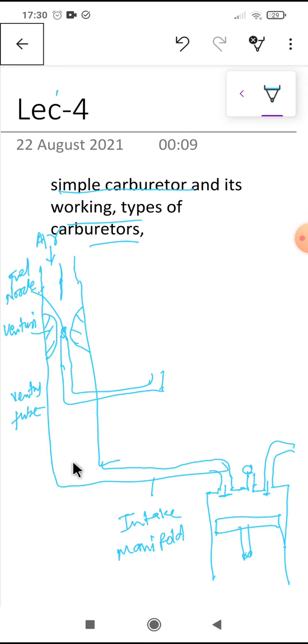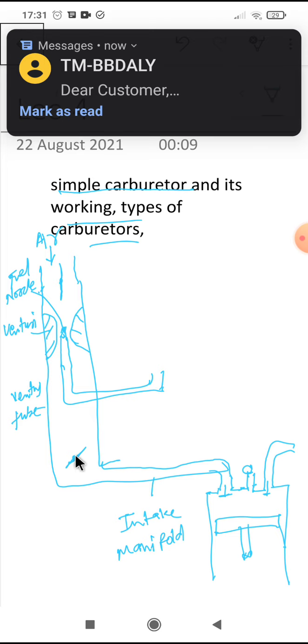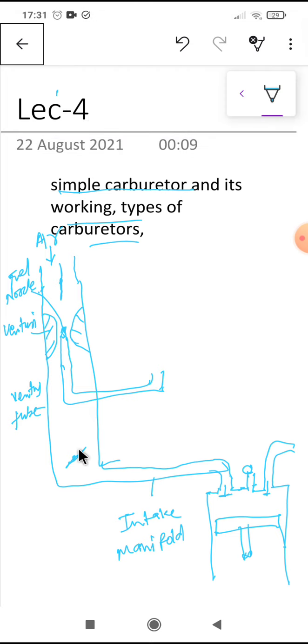Here there is another valve, that is the throttle valve. From the choke side you can only control the air intake because there is no fuel, but from here you can control the air and fuel mixture. That is the charge you can control from the throttle valve. So this is the throttle valve, and from here you can control the increase or decrease of the charge.